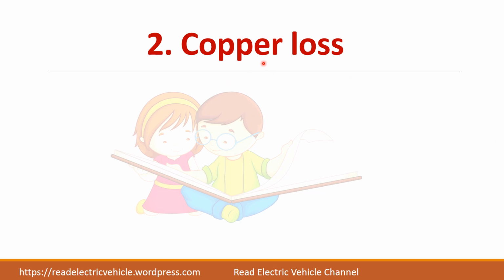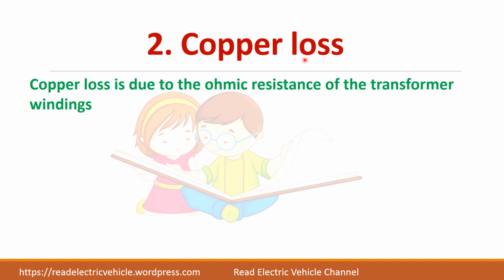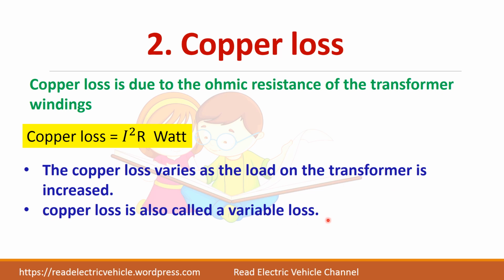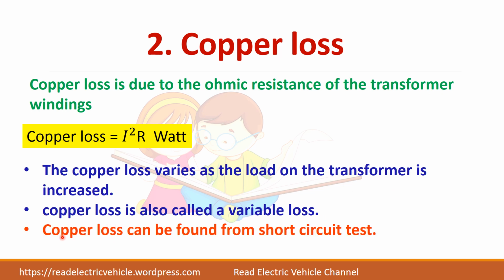Next we have copper loss. The copper loss is due to the ohmic resistance of the transformer winding, because windings have resistance. Because of the resistance, I square R loss will be there. So this I actually depends upon the load. So the copper loss varies as the load varies. So it is called a variable loss. The copper loss can be found from the short circuit test on the transformer.